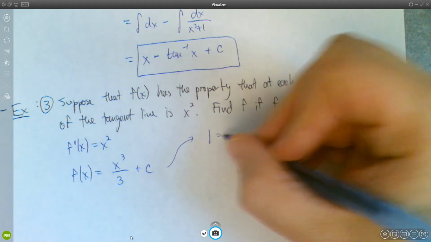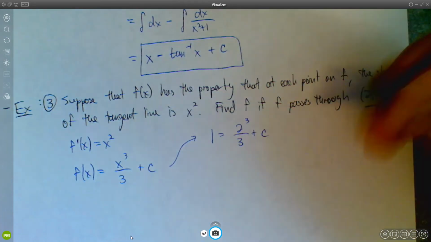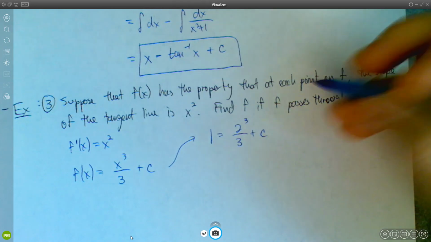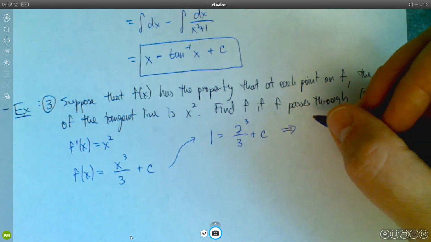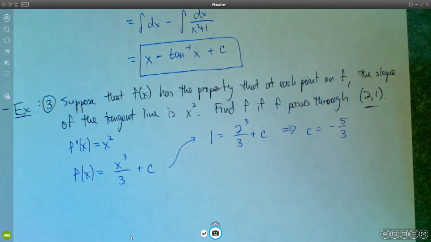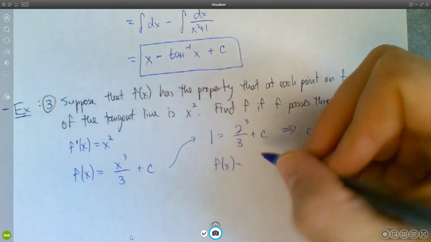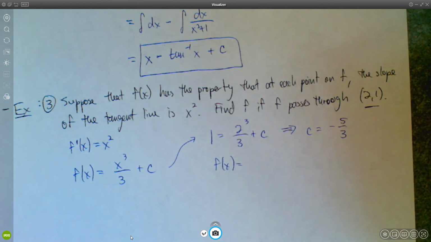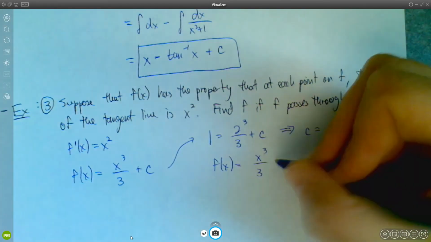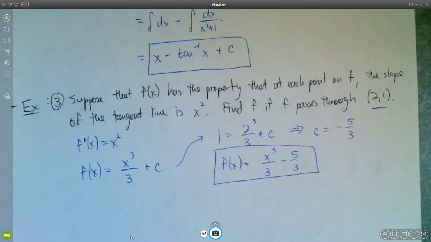So we get 1 equals 2 cubed over 3 plus c, and then solve for c. This is 8/3, and 1 is 3/3. 3/3 minus 8/3 is negative 5/3, sorry. So c is negative 5/3. That means f of x is x cubed over 3 minus 5/3. Okay, and there you go.